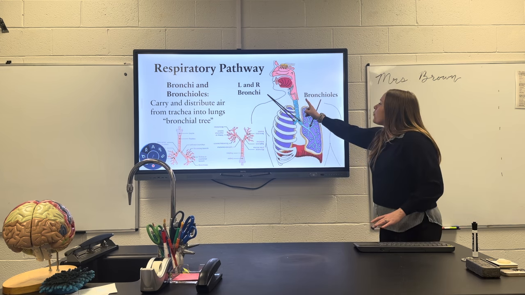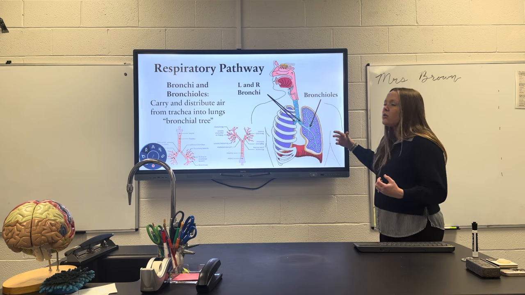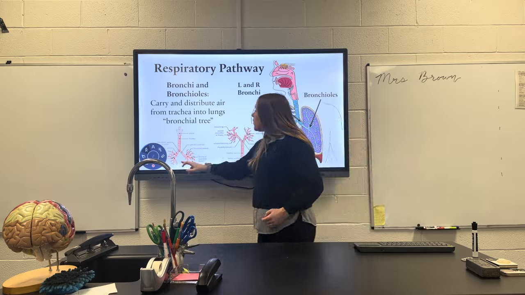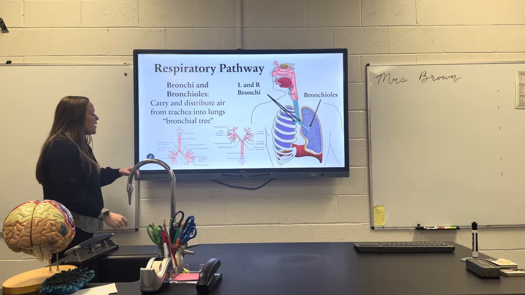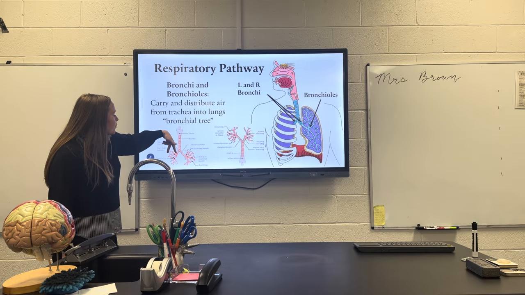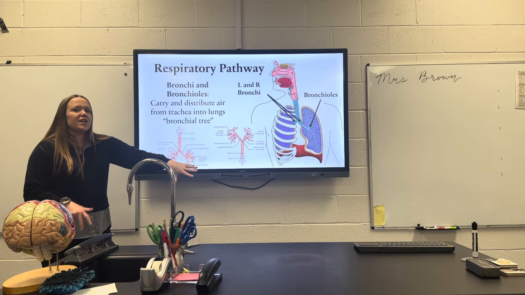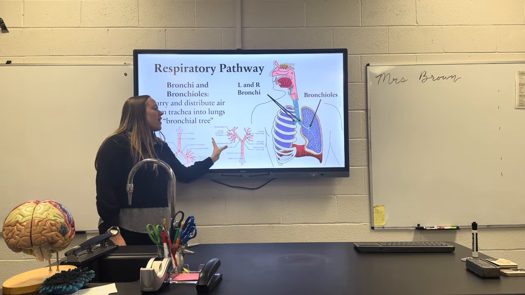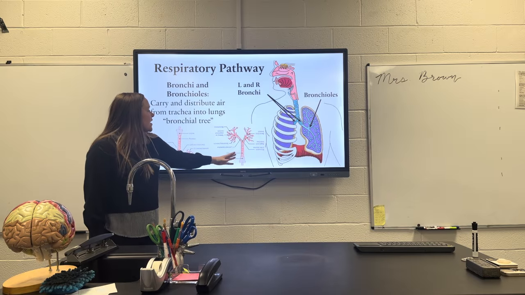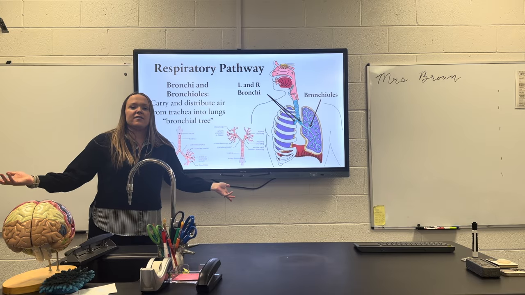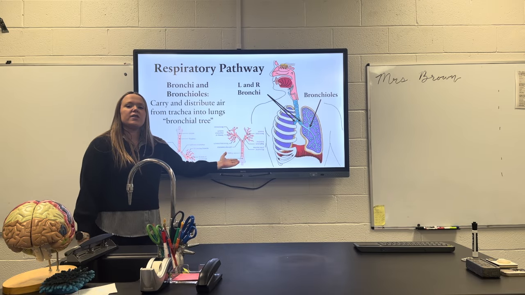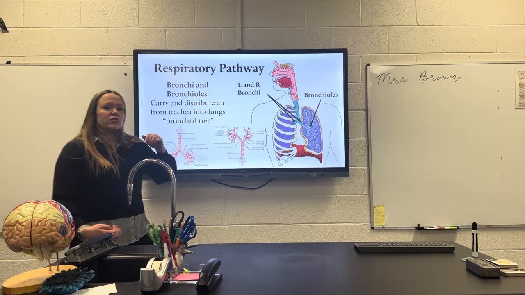So as the bronchi get smaller, they turn into bronchioles. A lot of people call this the bronchial tree, because you can see as the trachea breaks and continues to break into the bronchioles, if we flip that 180 degrees, it looks a lot like a tree, doesn't it? This kind of looks like a Dr. Seuss tree. So they call it the bronchial tree.